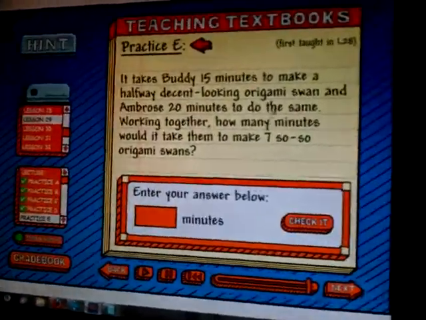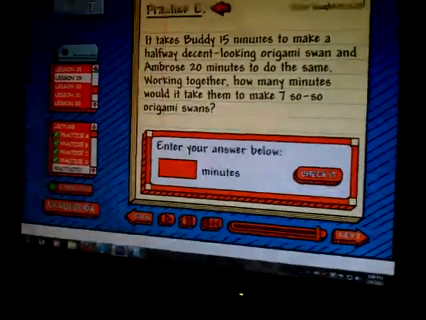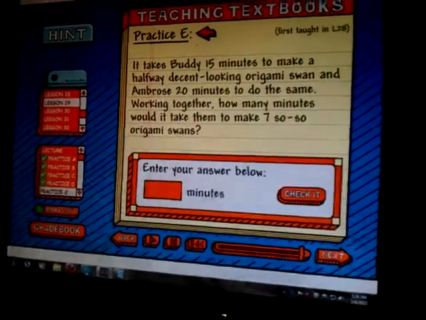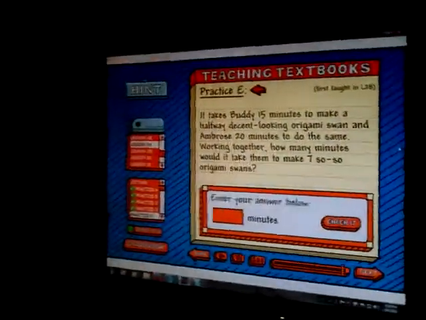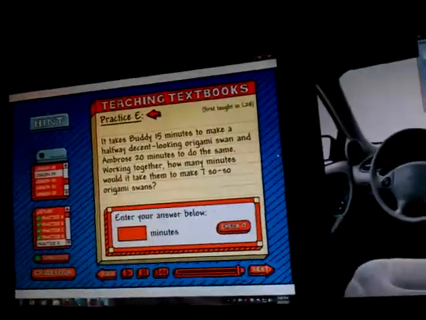That was Thursday's lesson. First time in lesson 28. Okay, so what does it say? It says it takes Buddy 15 minutes to make a halfway. 15 divided by 20?